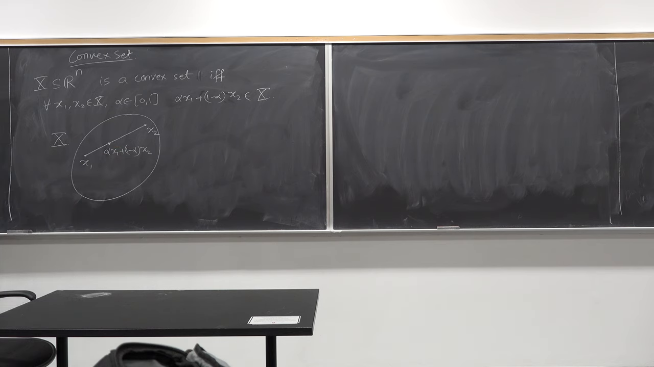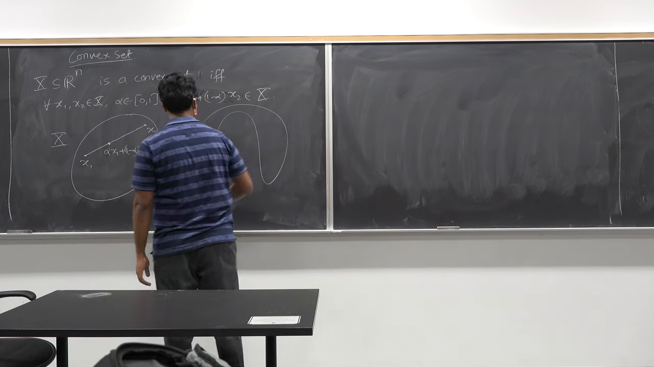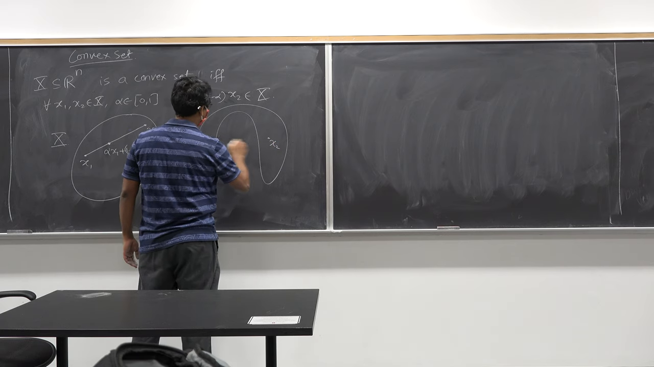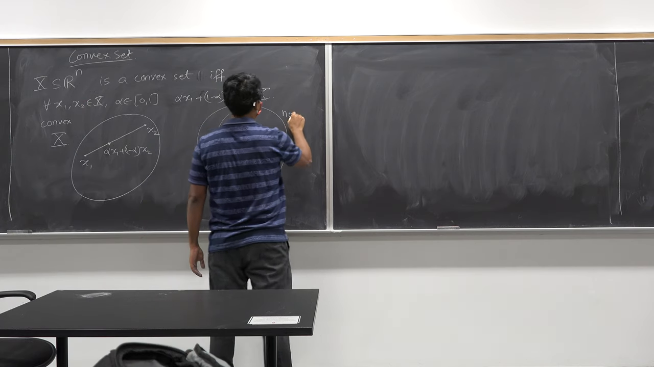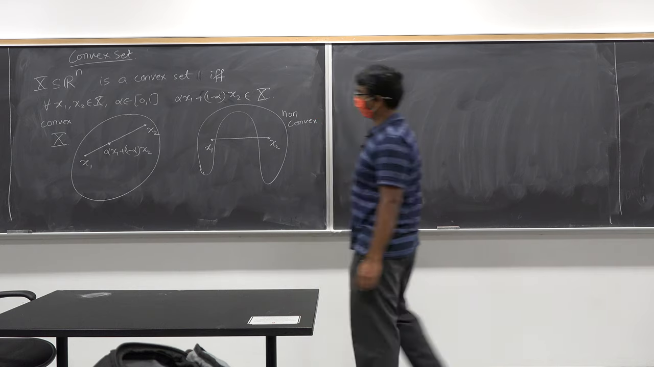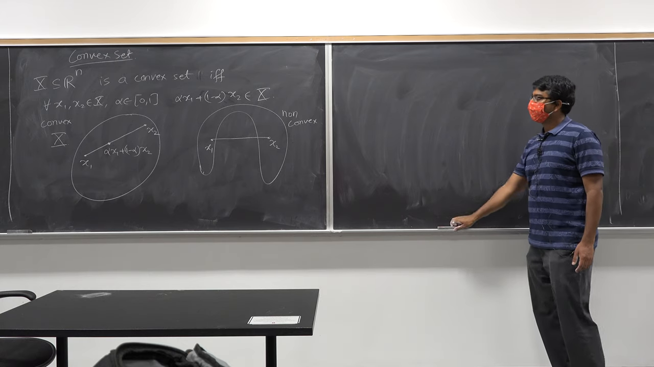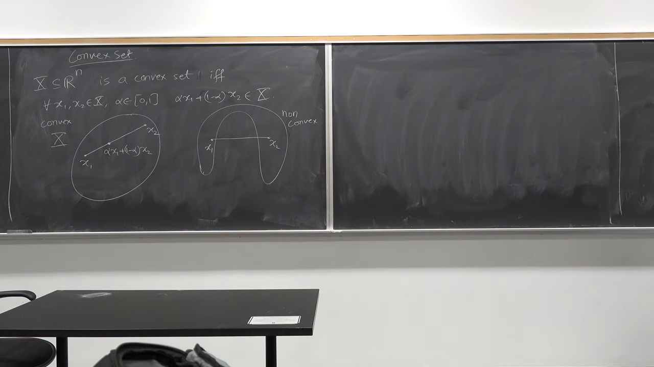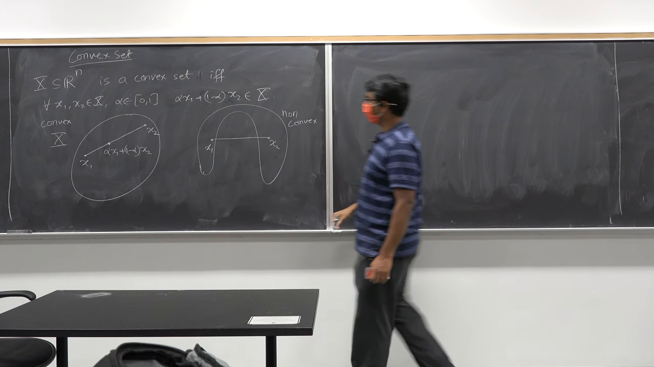the set capital X. So an example of a non-convex set would be a horseshoe. This is a horseshoe. I pick an x1, I pick x2, I draw a line segment, and the line segment goes outside the set X. Therefore, it's not a convex set. This is convex. This is non-convex because the line segment goes outside the set capital X.